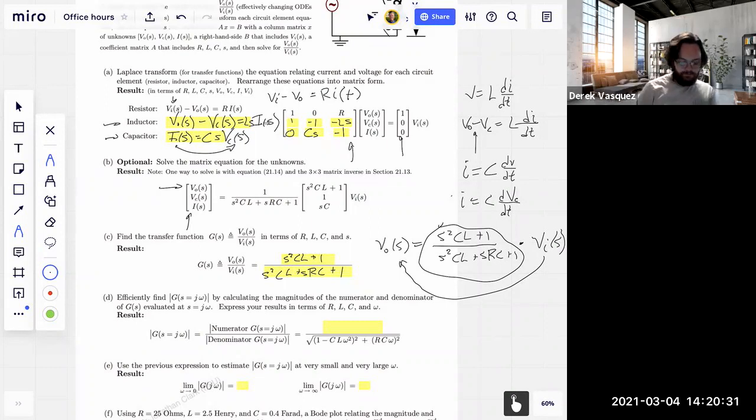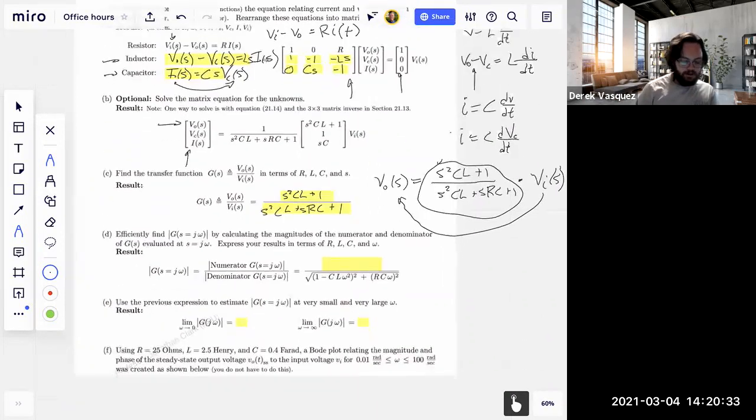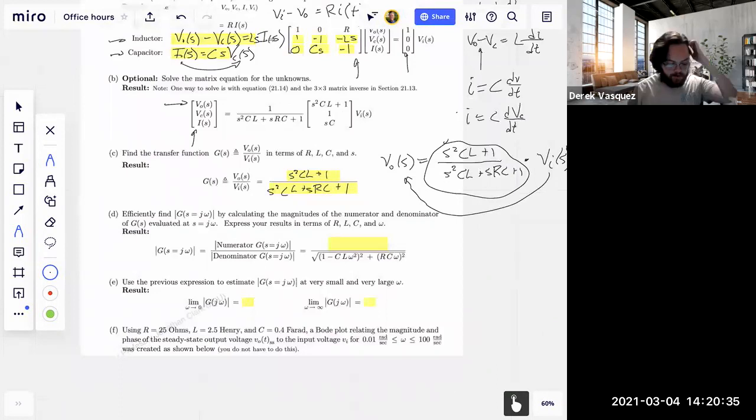Now what we're going to do, we're going to move on to part D. So it says find the magnitude of G of j omega by calculating the magnitudes. So for s, we're going to plug in j omega, and then what we're going to be left with in the numerator is a complex term, and we're going to find the magnitude of that term.